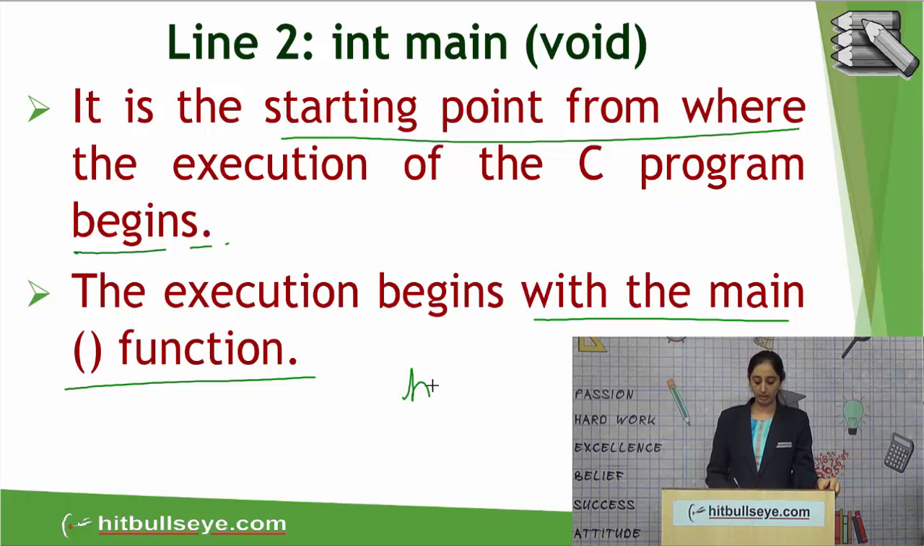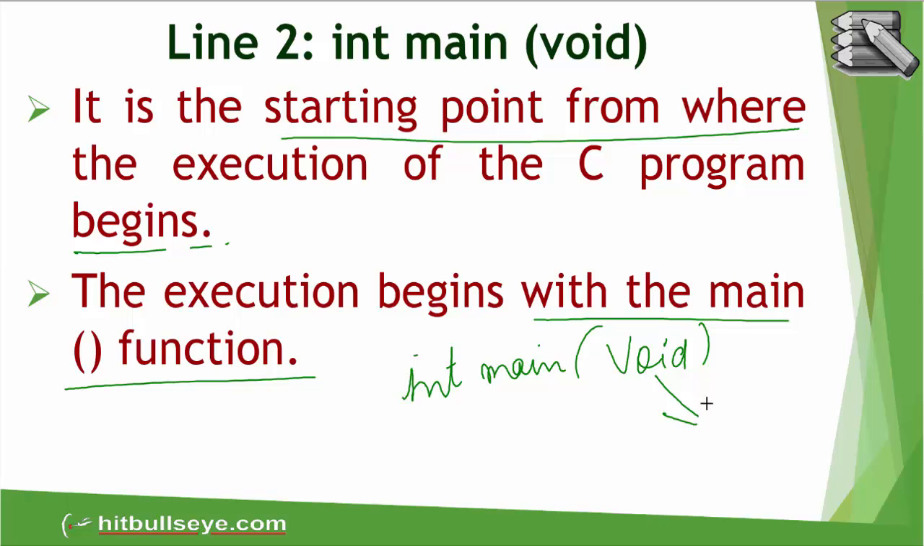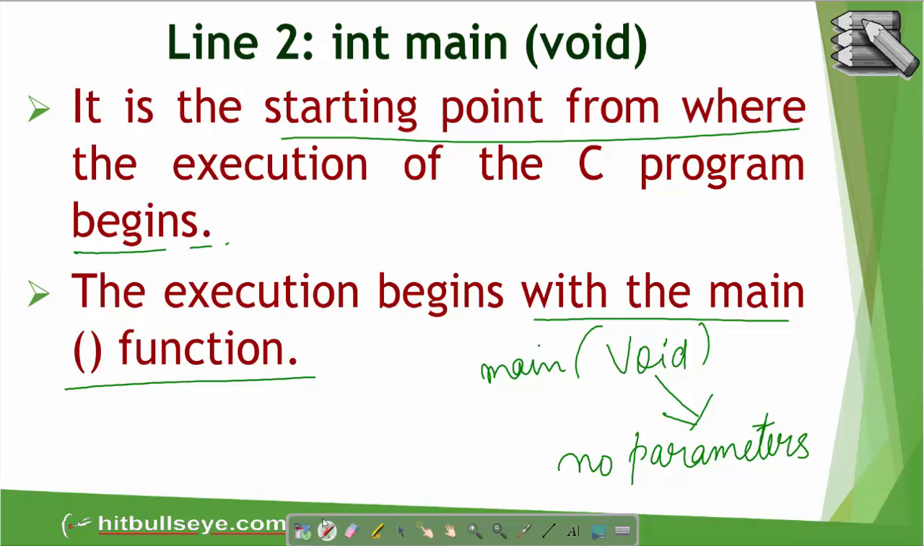So we begin with int main, or we can say that before main we use int. And void means that this function doesn't contain any parameters, which means no parameters. Sometimes some compilers don't return any value, so in that case we can write void main, which means that the main function doesn't return any value.